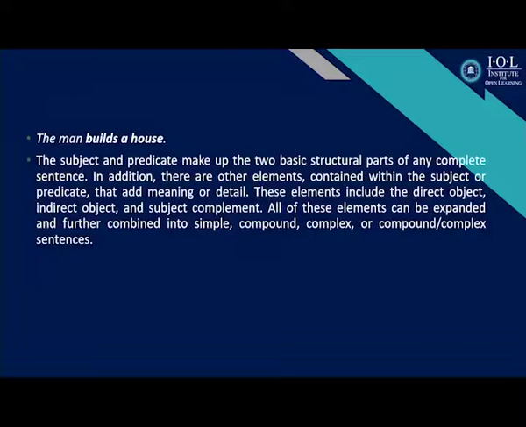For instance, we have a sentence here that says, "The man builds a house." Now, this sentence contains two basic elements: the subject and the predicate. The man in this sentence is the subject, whereby we have a noun, which is man, and also an article, which is the. And then we have a predicate, which expresses the action or state of being. The predicate in this sentence is builds a house. This predicate contains a verb, which is builds, an article, a, and an object or a noun, which is house.